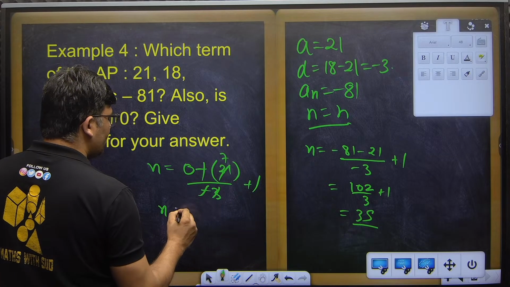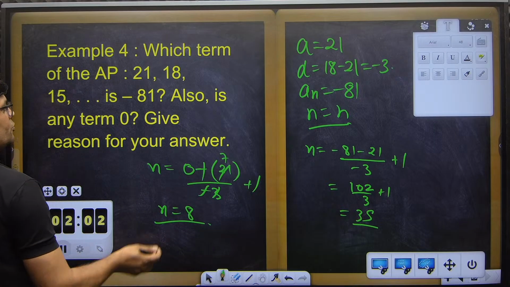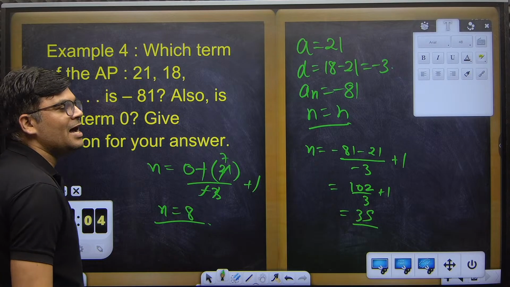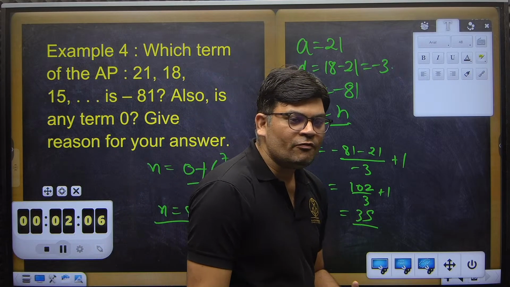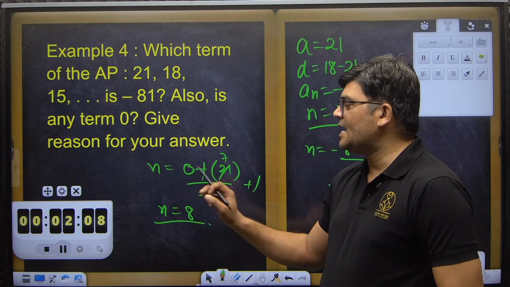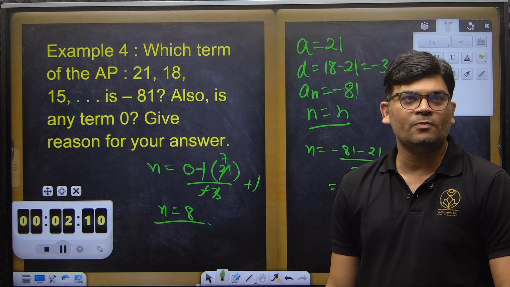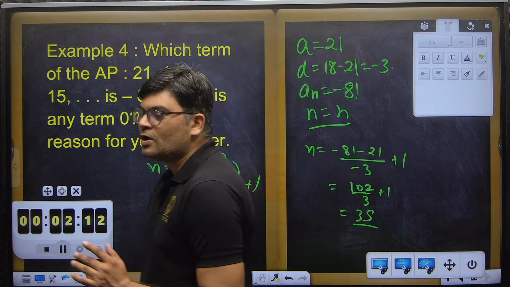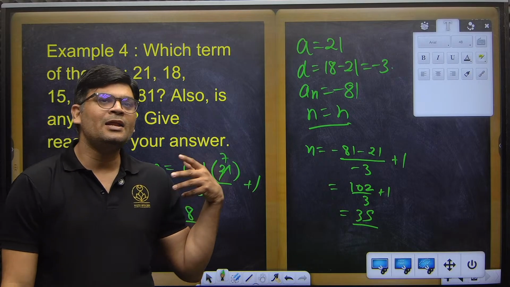So n is equal to 8. Very good. So is any term 0? The answer is yes. How will you prove it? Because n belongs to the natural numbers. So if n belongs to the natural numbers, it is a term. All the terms are natural numbers.